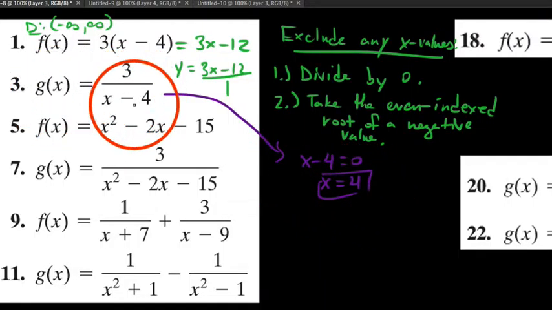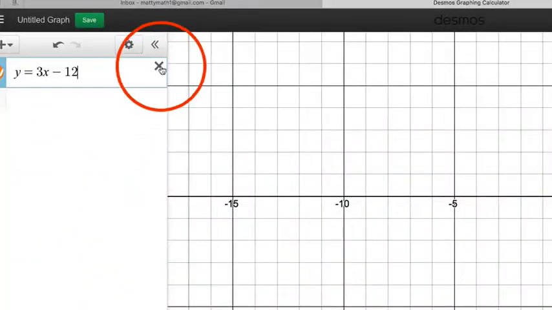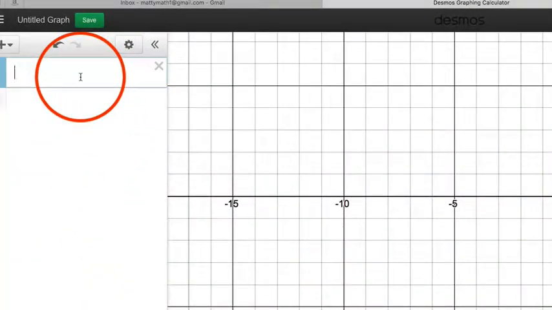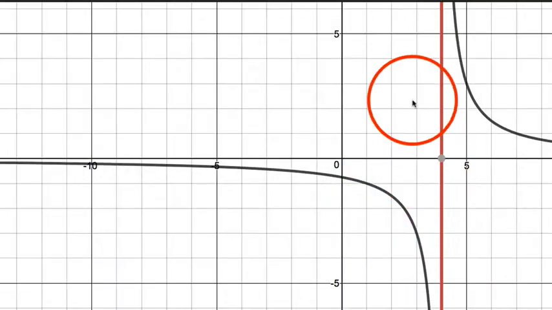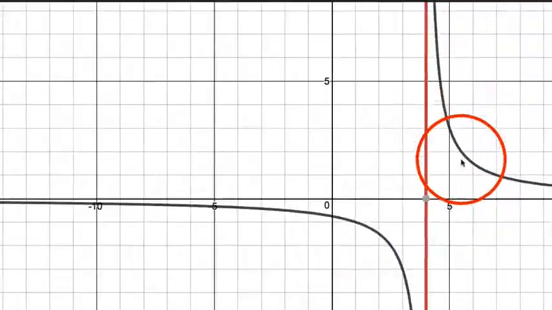So in terms of the domain, I do want to show you this graph here, y equals 3 over x minus 4. Not that you need to know what this looks like, but you need to know kind of what it looks like here. We see that I'm going to graph a vertical line at x equals 4. There's this x value right here that our graph never ever crosses.